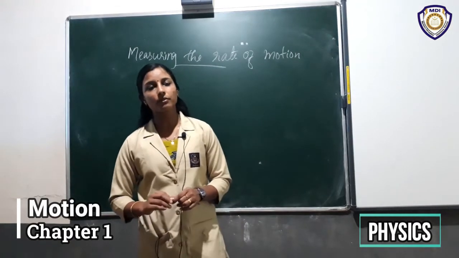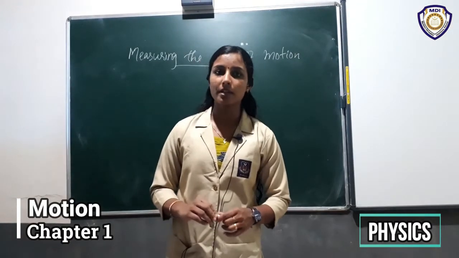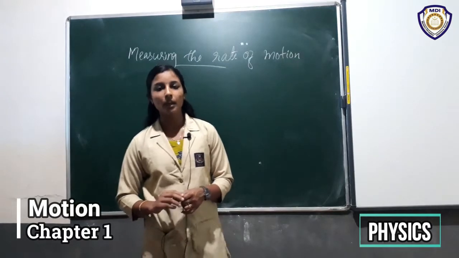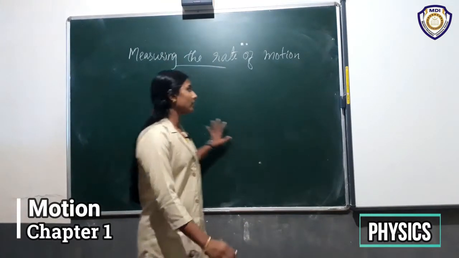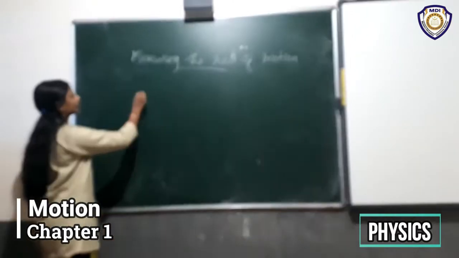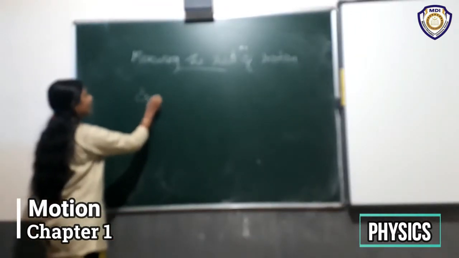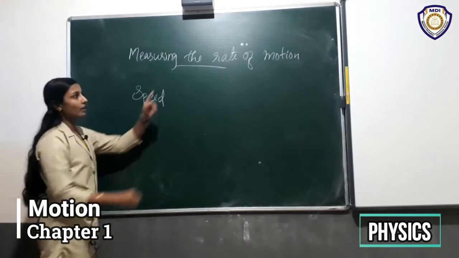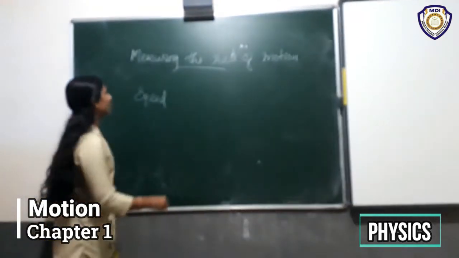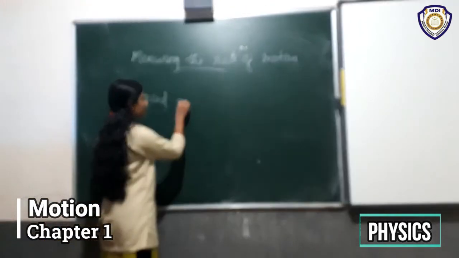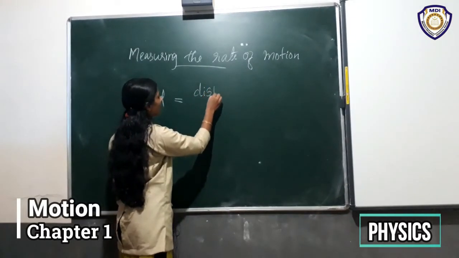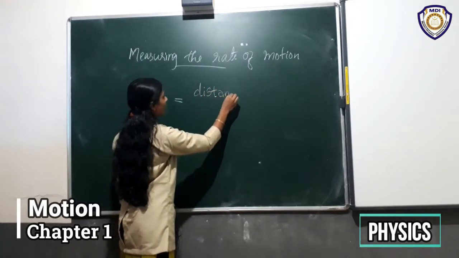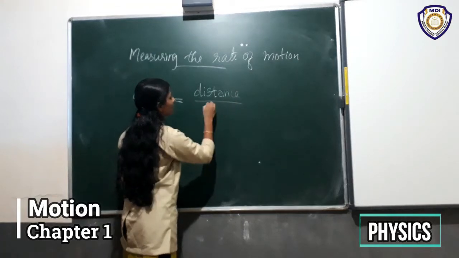Usually the speed of an object is expressed in the unit meter per second. Here we can write: speed is a measure of rate of motion. We already said that speed is equal to distance by time, right?